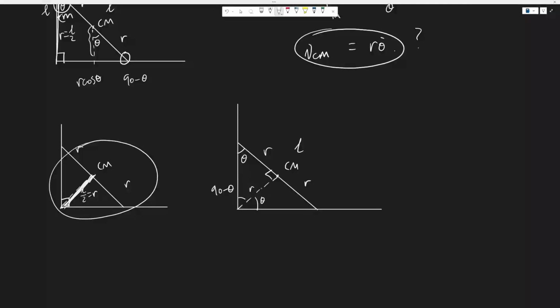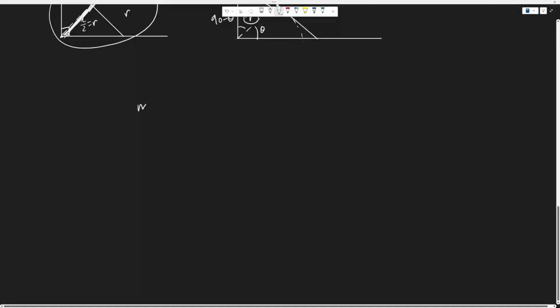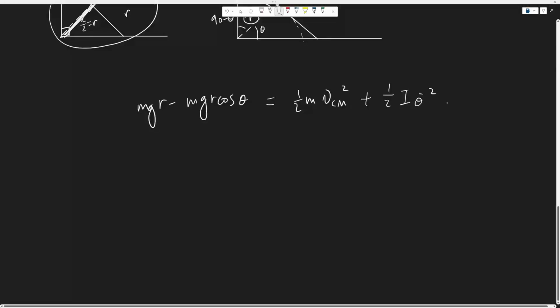And so it's quite easy to see that as theta changes, this center of mass goes in a sort of circular motion of radius r. And so now we've shown that VCM equals r theta dot. And now let's rewrite the energy term. So I'm going to rewrite the original one first. mgr minus mgr cosine theta equals half m VCM squared plus half I omega, which is theta dot, squared.